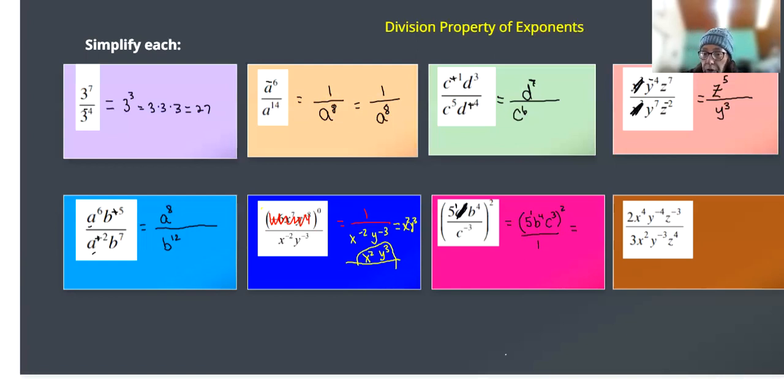Now we've got an exponent to an exponent, and this whole expression is to the second. So we got an exponent to an exponent, we got to multiply it. 1 times 2 is 2. 4 times 2 is 8. 3 times 2 is 6. And 5 squared, 5 times 5, is 25. So the answer is 25, b to the 8th, c to the 6th. Remember, 5 squared is 5 times 5, which is 25.